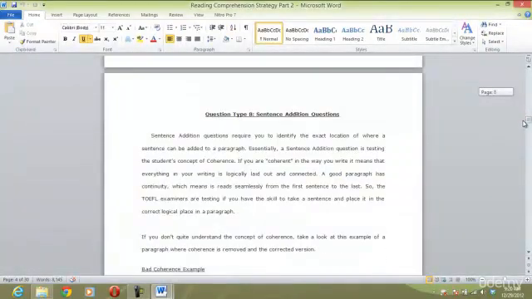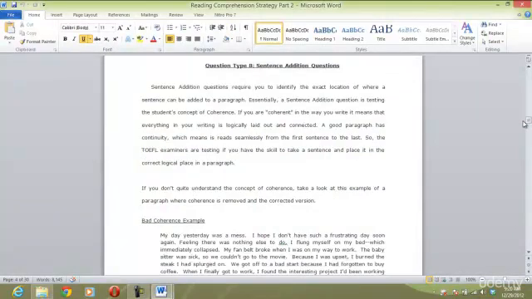All right, we have the sentence addition question. This is a question that tests coherence. That's what they're doing here with the sentence addition question. They're testing coherence. You have to take a sentence and place it in the right spot within the paragraph.